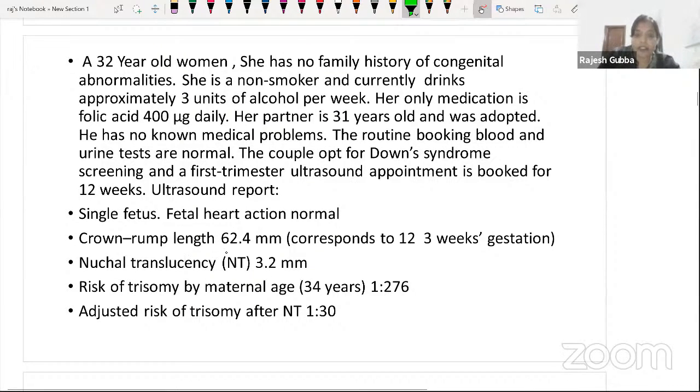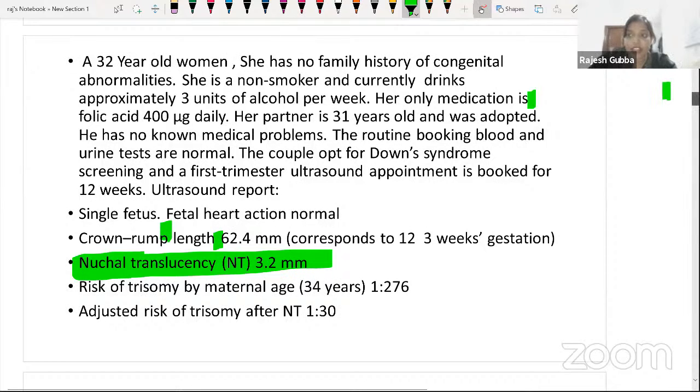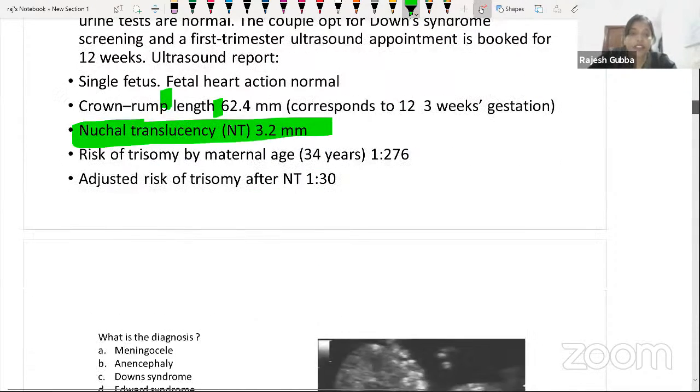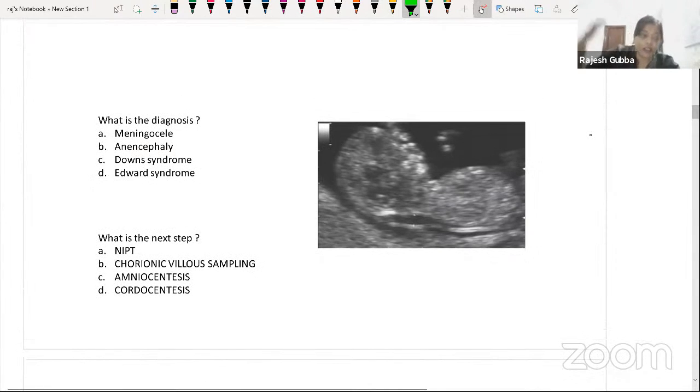The couple opt for Down syndrome screening and the ultrasound report shows crown rump length. Okay, let's keep it aside. So nuchal translucency, NT, is 3.2 mm. What is the cutoff of nuchal translucency which we can have in pregnancy? So this is a scan which you're having for the question above.